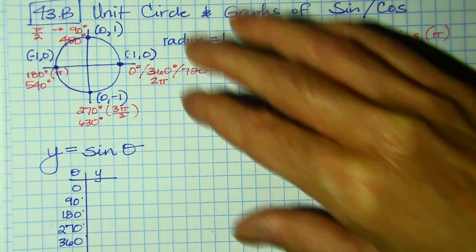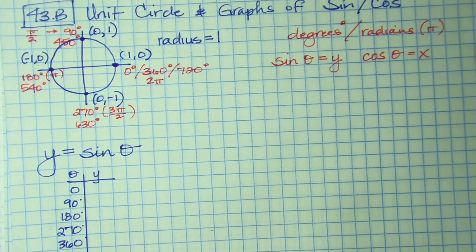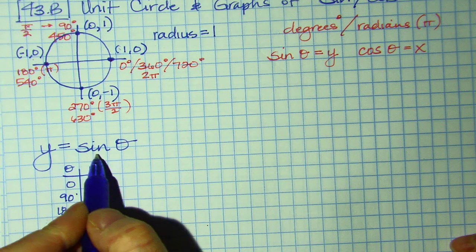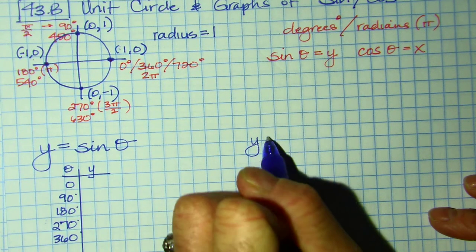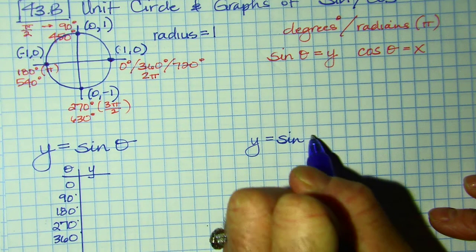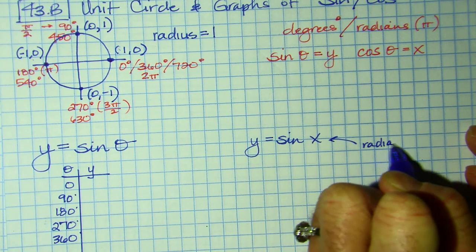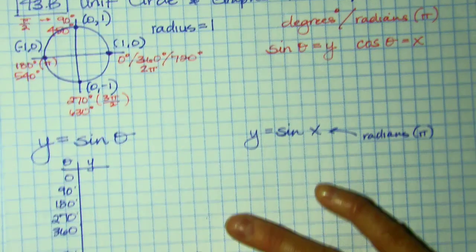So this is in degrees, and we'll label it later with radians in case they do give you radians. So y equals the sine of theta would mean we're using degrees. If I had y equals the sine of x, then that means that the graph should be in radians, or in terms of pi. And I can write those on the left, right?